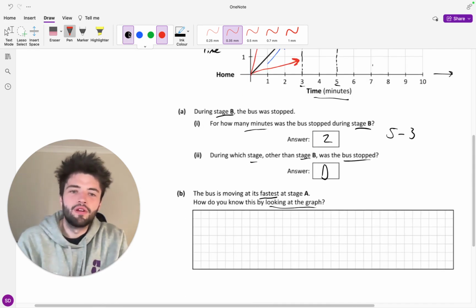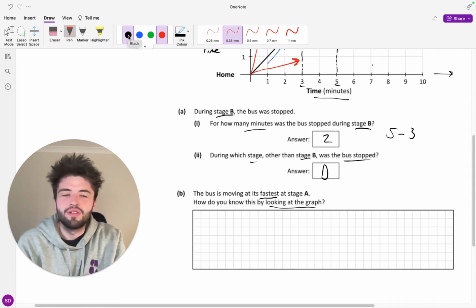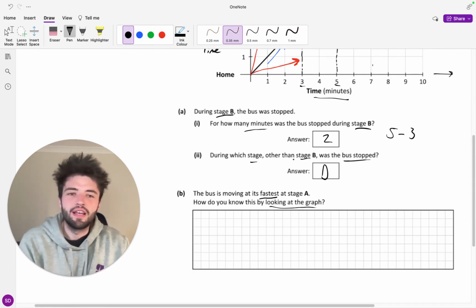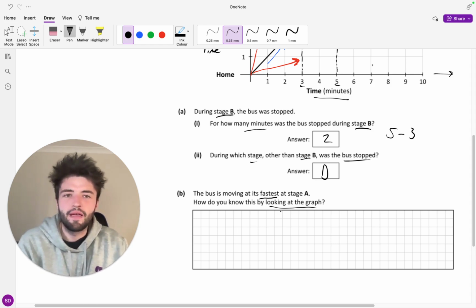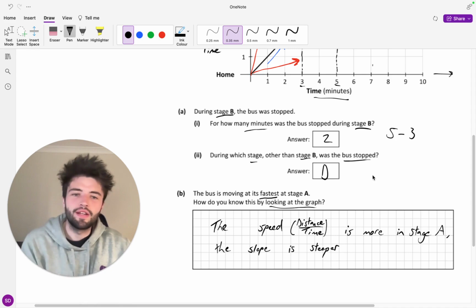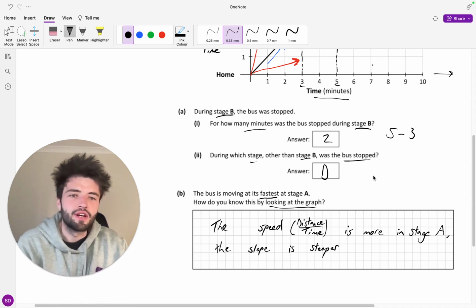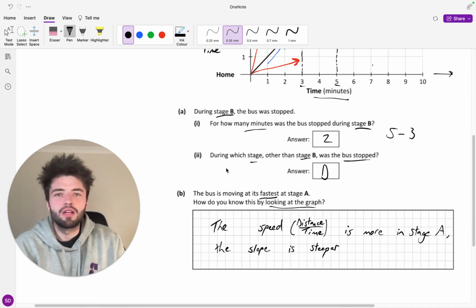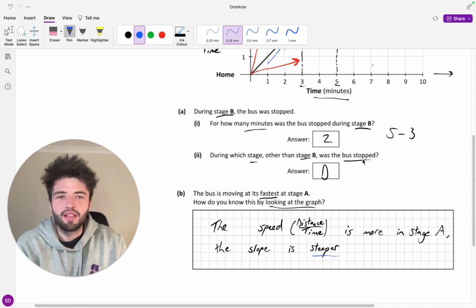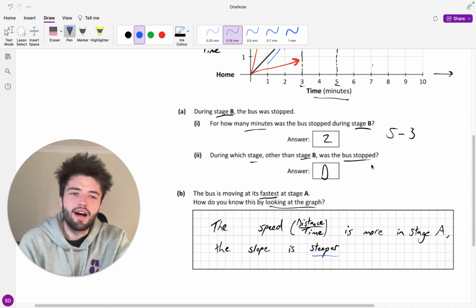For part B, they're not looking for anything too complicated. They just want to see that you understand that the steeper the line is on our graph, the faster the bus is moving, because the distance increases, whereas the time isn't increasing as much for that distance. So we can put something to this effect. I've just said here, the speed, which is the same as the distance over time, is more in stage A, and the slope is steeper. They probably want some reference to the slope being steeper here, because we are asked to do it based on the graph. But once you understand that, you should be fine here for part B. And that is going to be it for this question.